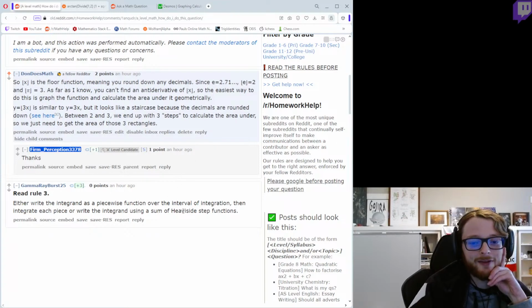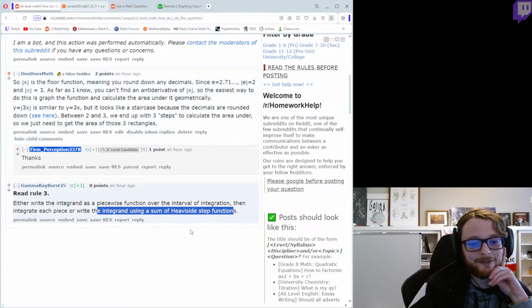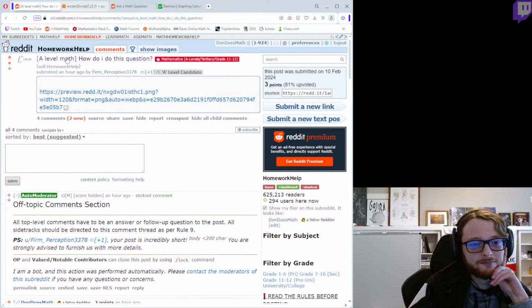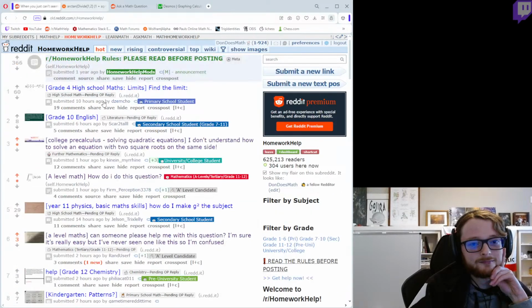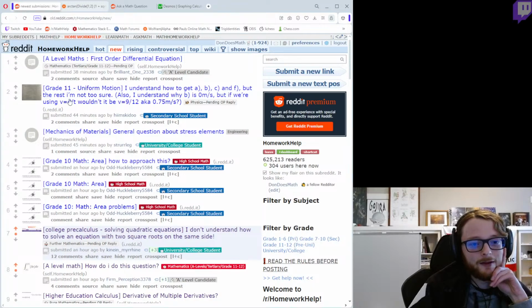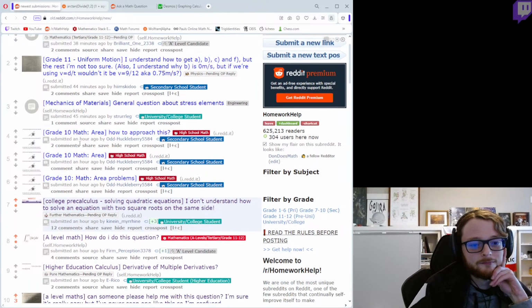A sum of Heaviside step functions. Oh, you could do that. Oh, that's the answer for how you would integrate a step function, I guess. I forgot about Heaviside. But it's still going to end up being the area of 3 rectangles. Okay. It's just a fancy way to split it up.